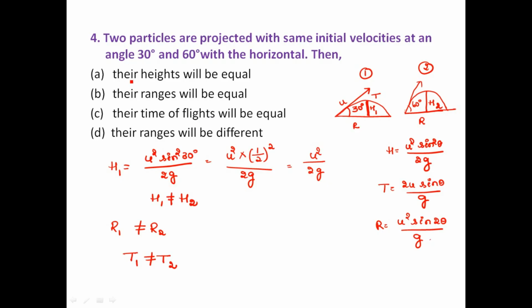Let us look into the first one. Their heights will be equal? No, heights are not equal. Their ranges will be equal? No, ranges are not equal. Their time of flights will be equal? No, their time of flights will be different. Yes, this is the correct option.